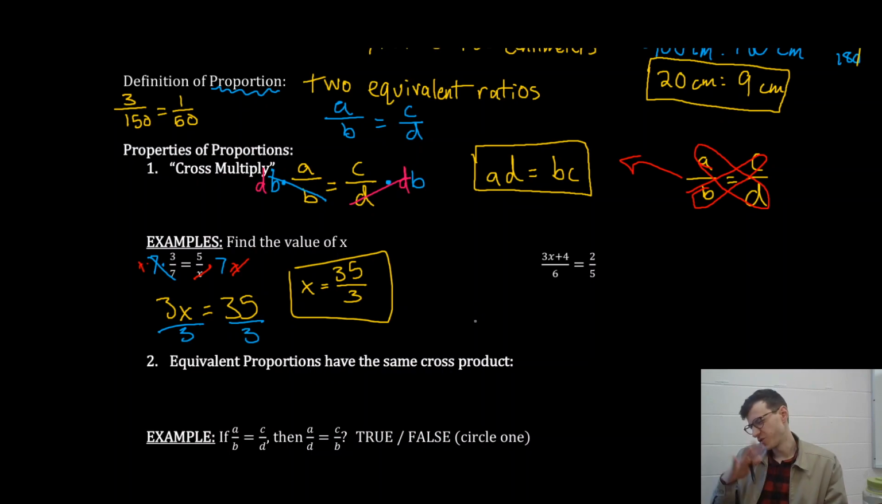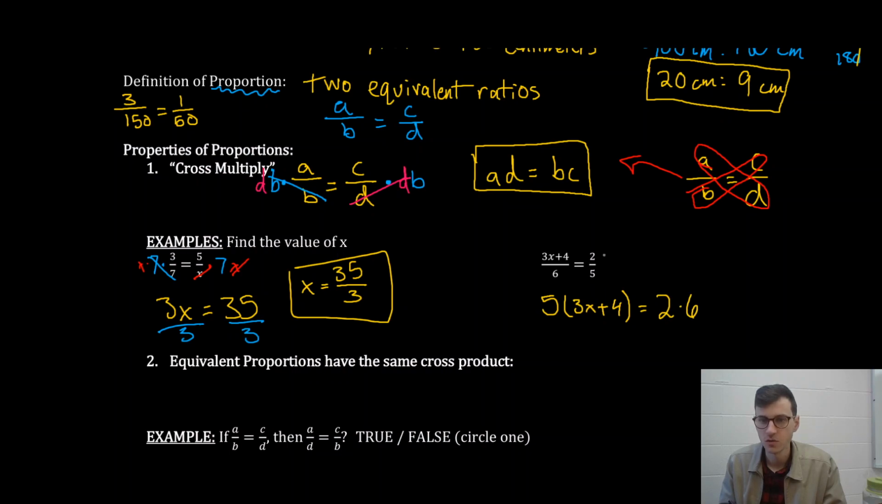Okay, you're saying, Mr. Dussault, I just want to cross multiply, right? I love cross multiplication. Okay, let's try one where we cross multiply. 3x plus 4 over 6 equals 2 over 5. I multiply this numerator by this denominator, so 5 times 3x plus 4. And here I do the same thing, 6 and 2. So 5 times 3x plus 4 and 2 times 6.